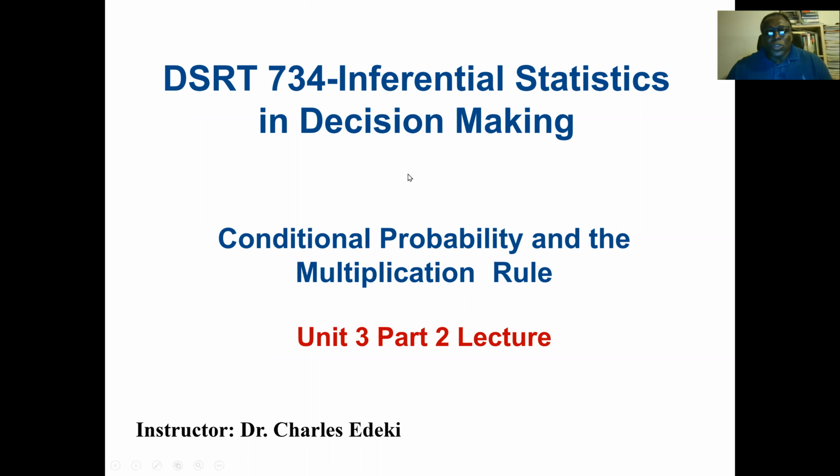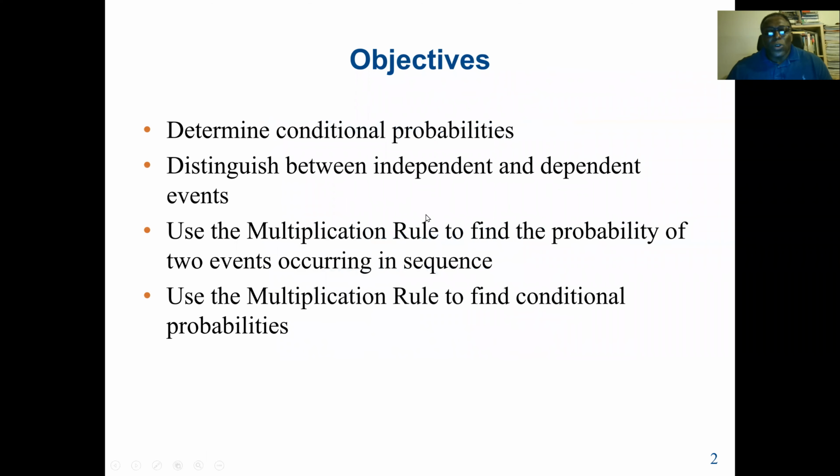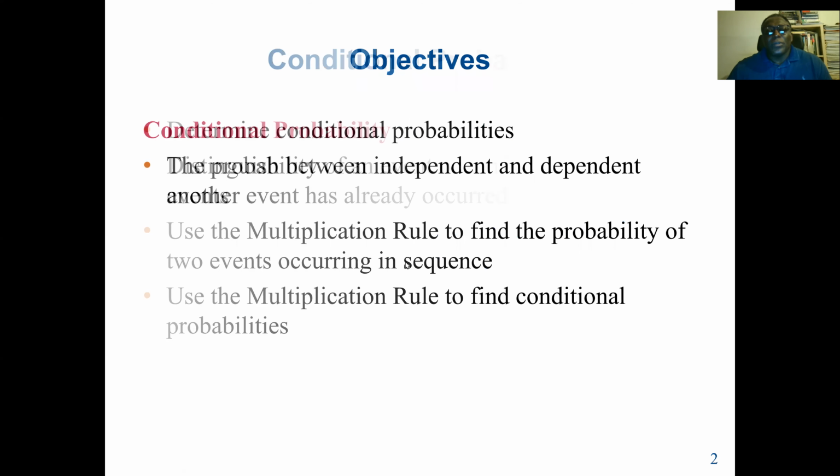In these lectures, we're going to study conditional probability and the multiplication rule. Our main objective is to determine conditional probabilities, and also distinguish between independent and dependent events. Use the multiplication rule to find the probability of two events occurring in sequence. Also use the multiplication rule to find conditional probabilities.